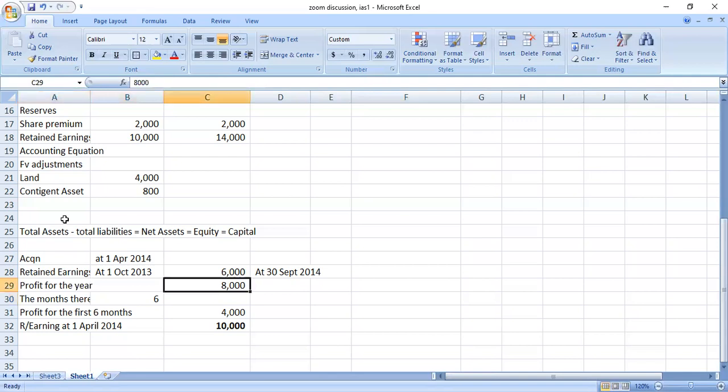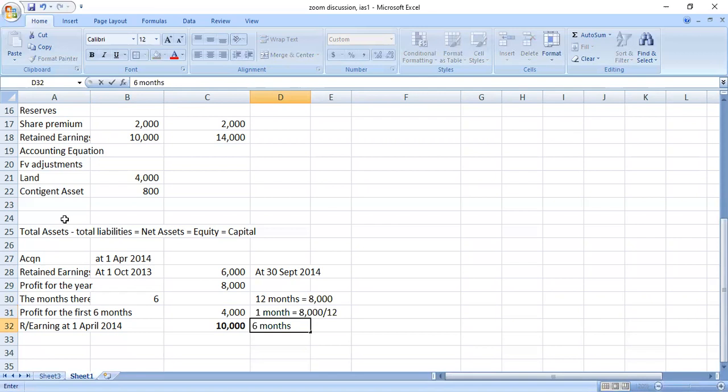So I'm saying, if in the whole year you made profits of 8,000, what could you have made in the first 6 months? Of course, an assumption here is that this profit occurred evenly within the year, unless they say otherwise. So we say in the 6 months, you can only have acquired 4 million. Why? Because 12 months, you have 8 million. So 1 month, you make 8 million divided by 12. Acquisition date profit is 8,000 divided by 12 times 6. That's how we are getting the 4,000.